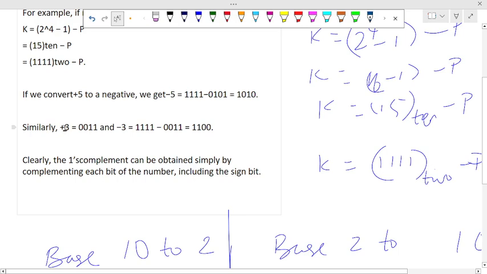So similarly, if we want to deal with 3, this is plus 3. The 1's complement of minus 3 is what you are looking for now. Remember, we said for 1's complement, we are dealing with a negative number. So the only reason why we identify plus 3 is because we are going to need this plus 3 to subtract from the 2 raised to power n minus 1.